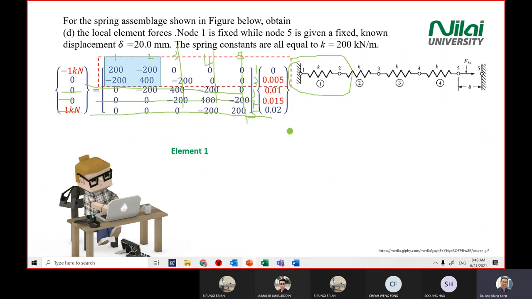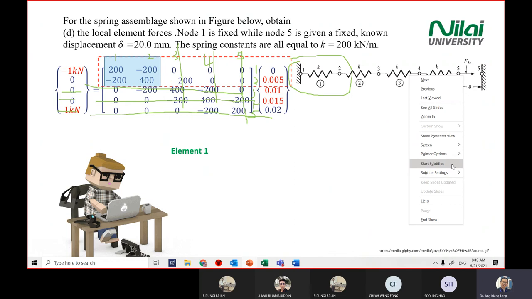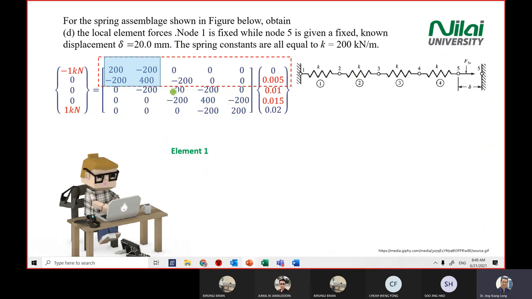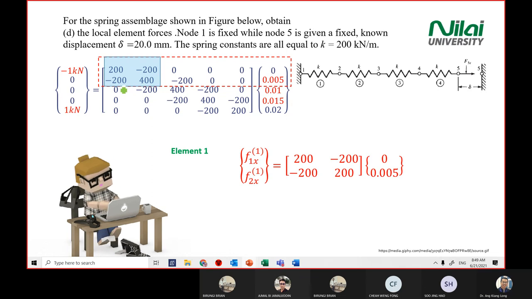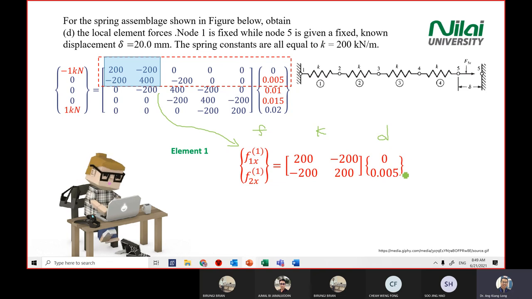So on the slides here, I highlight the area that you should be focusing on, which is the point one and point two section. I highlight it with the blue area to represent what is happening to point one and point two. So you copy the matrix, and then on your answer sheet you write element one, and then you write small letter F = K D, of course with the correct brackets. F is a curly bracket, displacement D is a curly bracket. So what you write here, you can extract from the global matrix to an element matrix.